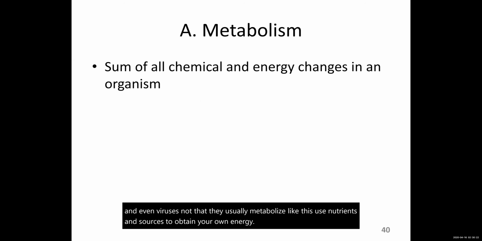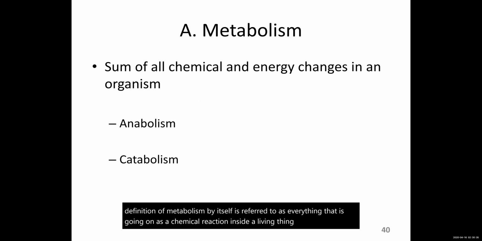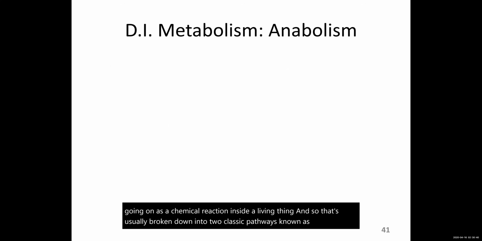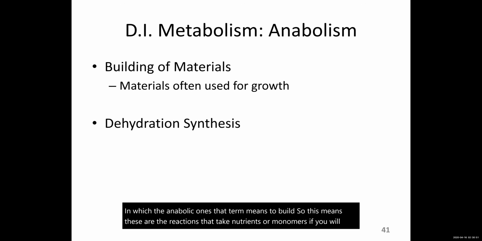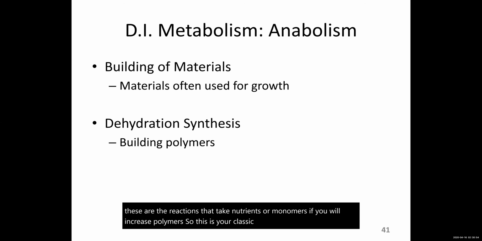So, as we had mentioned to you at the beginning of this topic, the definition of metabolism by itself is referred to as everything that is going on as a chemical reaction inside a living thing. And so that's usually broken down into two classic pathways known as the anabolic and catabolic pathways, in which the anabolic ones, the term means to build. So this means these are the reactions that take nutrients or monomers, if you will, and create polymers. So this is your classic dehydration synthesis of creating substances that are larger.